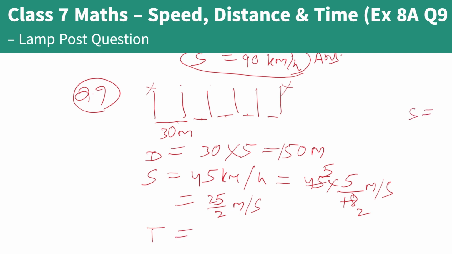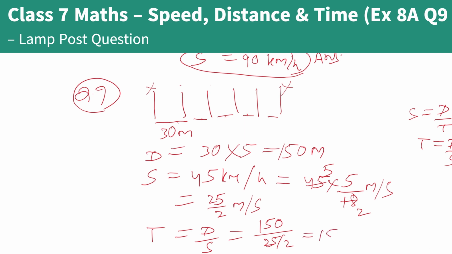Speed equals distance by time. So time equals distance by speed. Time equals distance by speed. So this is distance by speed. Distance is 150 by speed. Speed is 25 by 2.